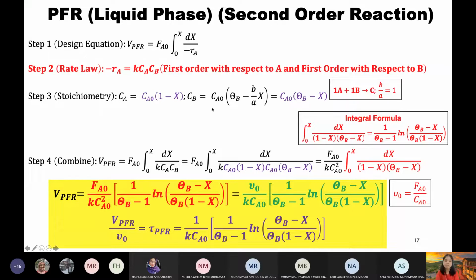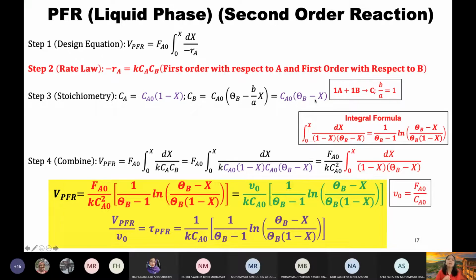So for the case of liquid B, CB equals to CA0 in bracket theta B minus B per A X. So sama macam tadi yang batch. Okay, again, sebab we will use the same integral formula, and this integral formula, limitation dia adalah B per A tu mesti 1. Sebab kalau kamu tengok formula dia, dia adalah 0 to X dx per 1 minus X dalam bracket theta B minus X. Maksudnya B per A tu mesti 1 baru kita boleh guna equation ini. Sebab tu kita terpaksa jadikan B per A tu 1. So that's why CB become CA0 theta B minus X.